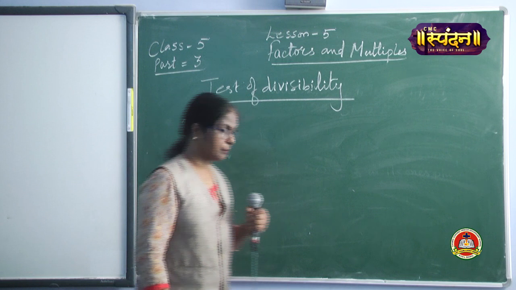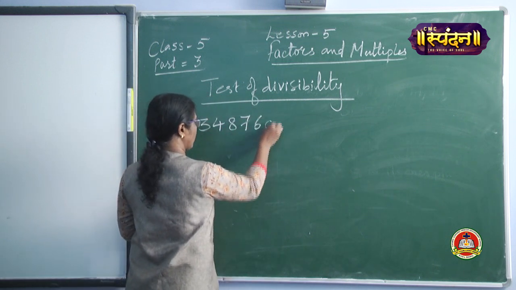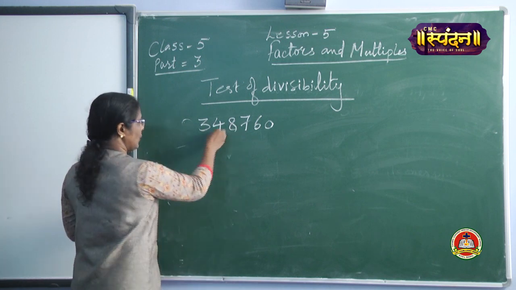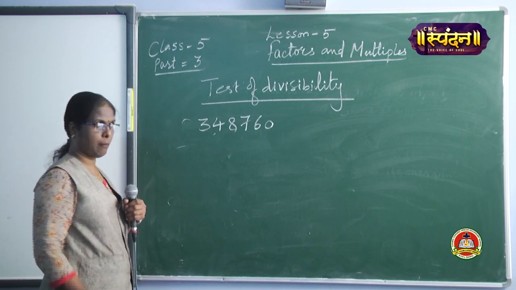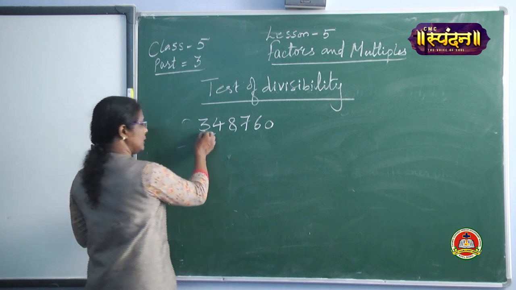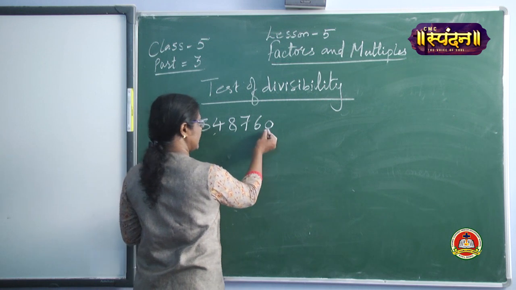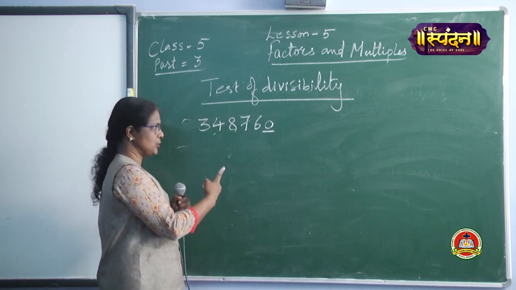I will take an example: 3,48,760. You have to check whether this 3,48,760 is divisible by 2, 5 and 10. Now see, this 3,48,760 is having 0 in its ones place, isn't it? It is having 0 in its ones place.